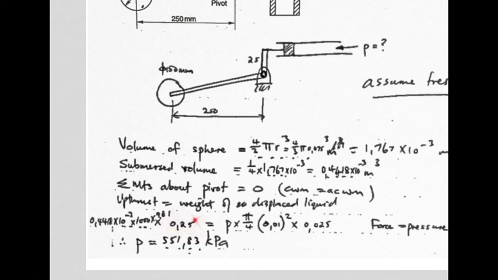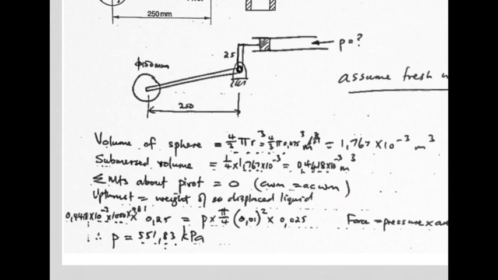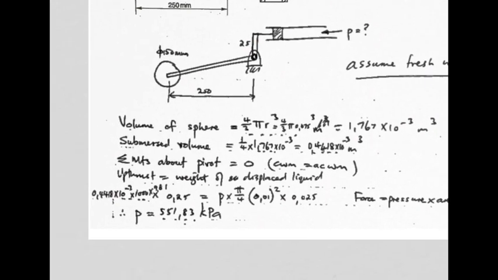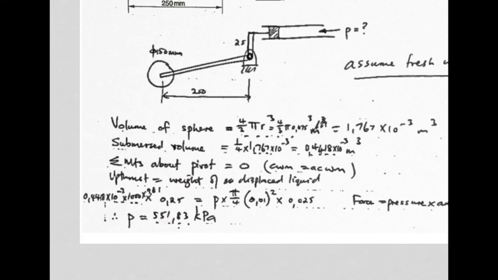Multiply all of that by the moment arm, which is 0.25 meters, and we would have our clockwise moment, all of this here, and that is equal to the anti-clockwise moment caused by the mains pressure multiplied by the area of the piston, because after all, force is pressure times area. So pressure times the area. Remember, it's a circular shape with 10 millimeter diameter, so pi over 4 d squared, and you've got to multiply by the 0.025, which is the moment arm. And we solve for the pressure, so the pressure must be 551.83 kilopascals of mains pressure to hold all of this in equilibrium with a quarter of the ball submerged.